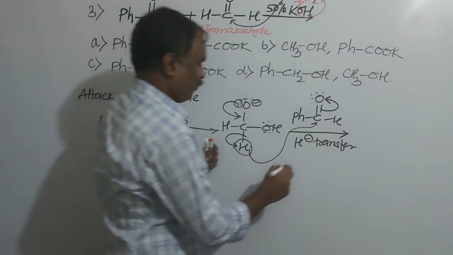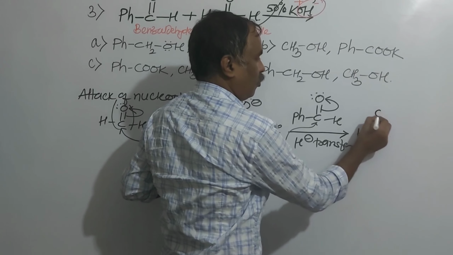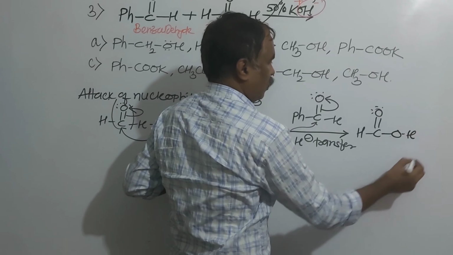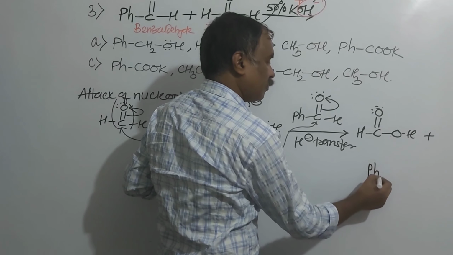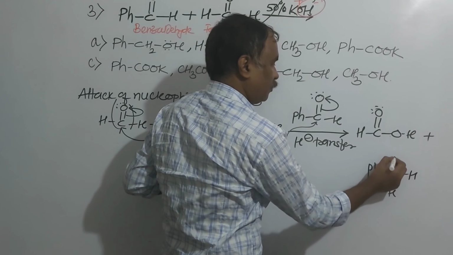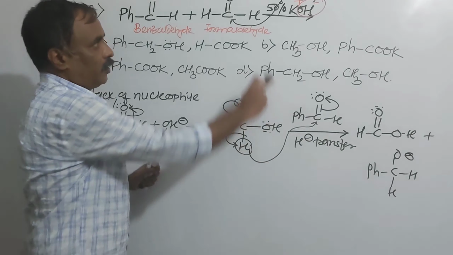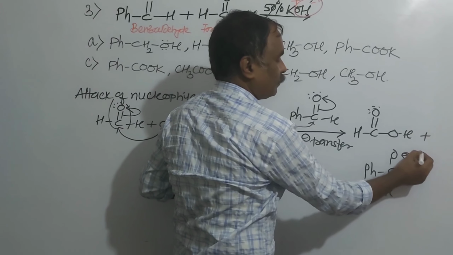And here formation of H, C double bond O, OH, and PhH. Here it is transfer of hydride, HO minus. Here potassium hydroxide is there, so K plus will be here.